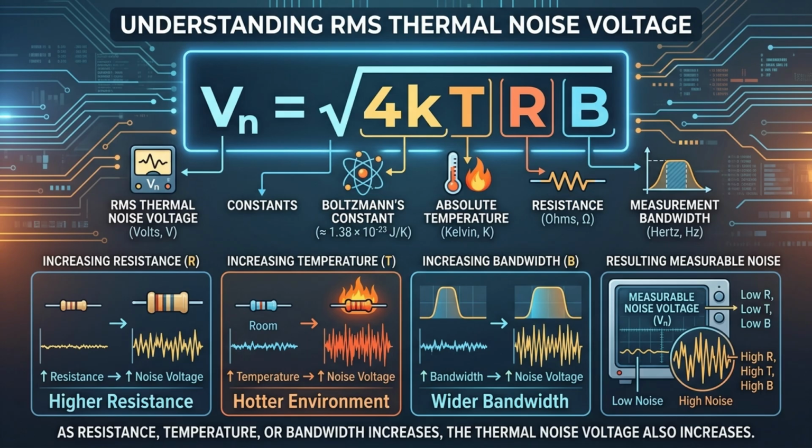Mathematically, the RMS thermal noise voltage across a resistor is given by Vn equals the square root of 4kTRB, where k is Boltzmann's constant, T is the absolute temperature, R is the resistance, and B is the measurement bandwidth. This equation shows that increasing resistance, temperature, or bandwidth increases the measurable noise voltage.